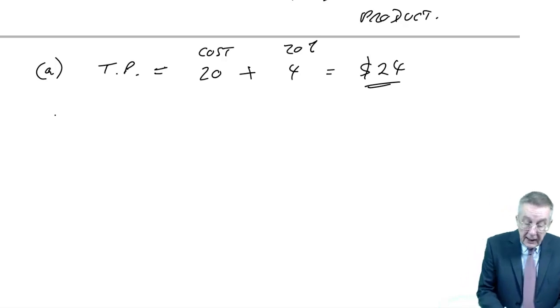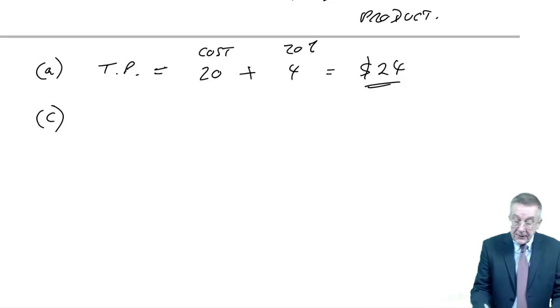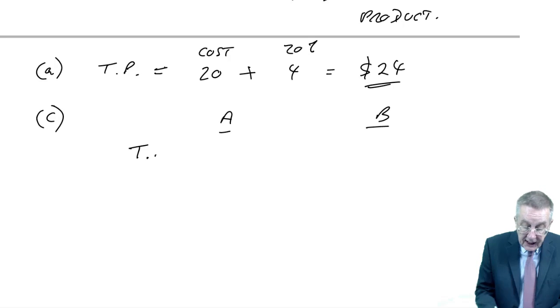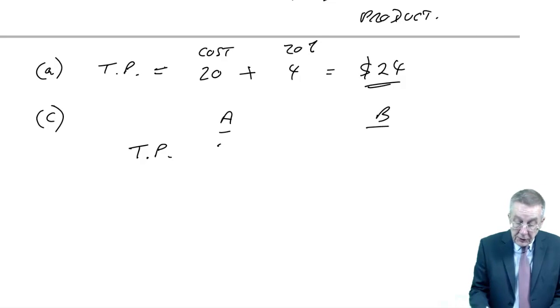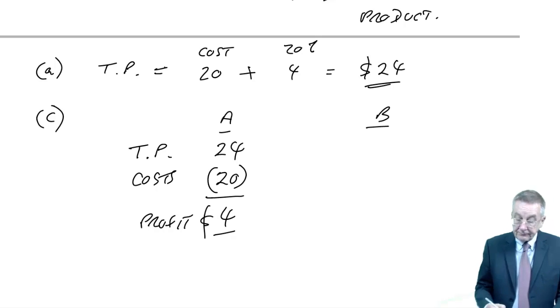And so now let's look at how the profit's split between the divisions. A is effectively selling at the transfer price, which is 24. A's got costs of 20. A reports a profit of $4 a unit.